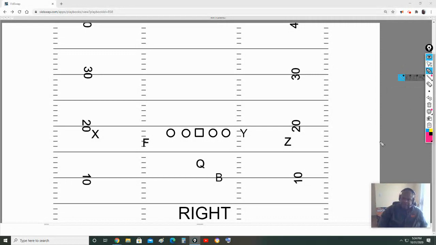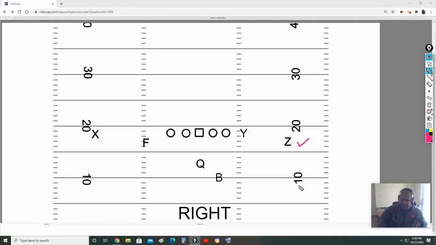All right. So this first formation that we're installing, we'll look at it right. Right is talking to the Y, the tight end. And so it's real simple. Everybody else lines up off of the tight end, including the running back. So when we say right, tight end goes to the right. The Z is going to be to the right.